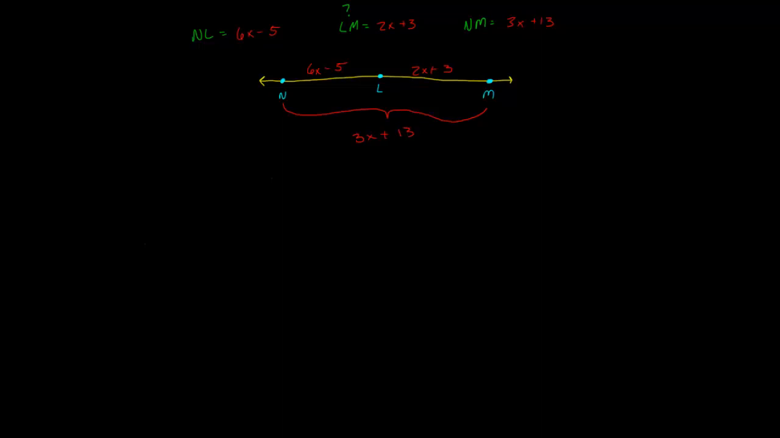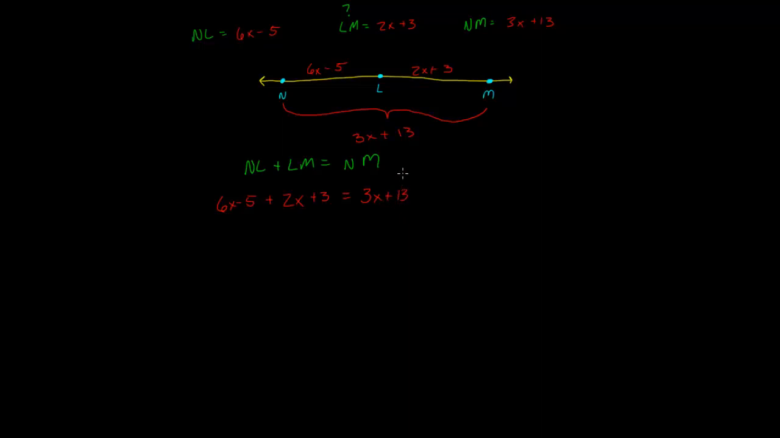Now I'm going to look back at the top of the page, and it's talking about example 2, and it shows us PQ plus QR equals PR. So if I was to rewrite this for this equation, I would write NL plus LM is equal to NM. Now I'm going to substitute what we know for these. So let's substitute NL. We're going to write 6x minus 5. Now we're going to add LM. LM is 2x plus 3. We're going to set that equal to NM, which is 3x plus 13.